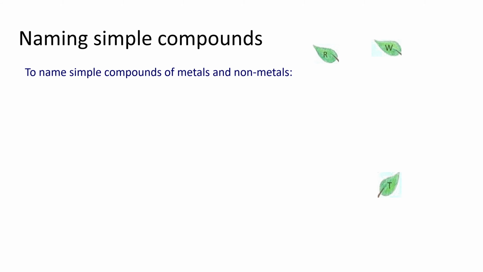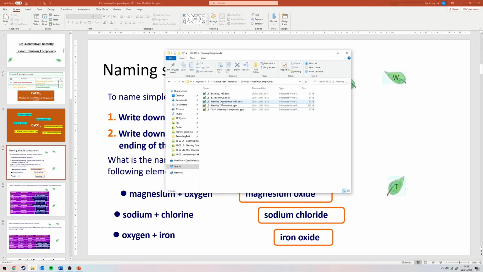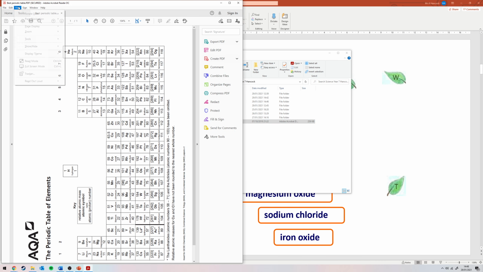So, let's talk about naming simple compounds. A simple compound of a metal and a non-metal. If you look at your periodic table, the right hand side, and we did this before, the right hand side section is non-metals, anything else is a metal. That's not too important right now, but let's go on to the periodic table just in case we forgot whereabouts they are.